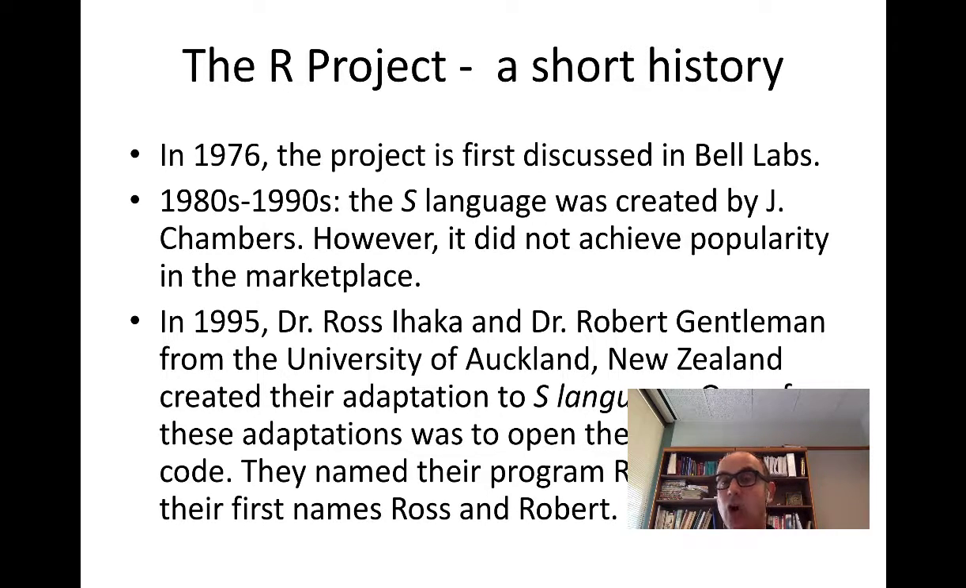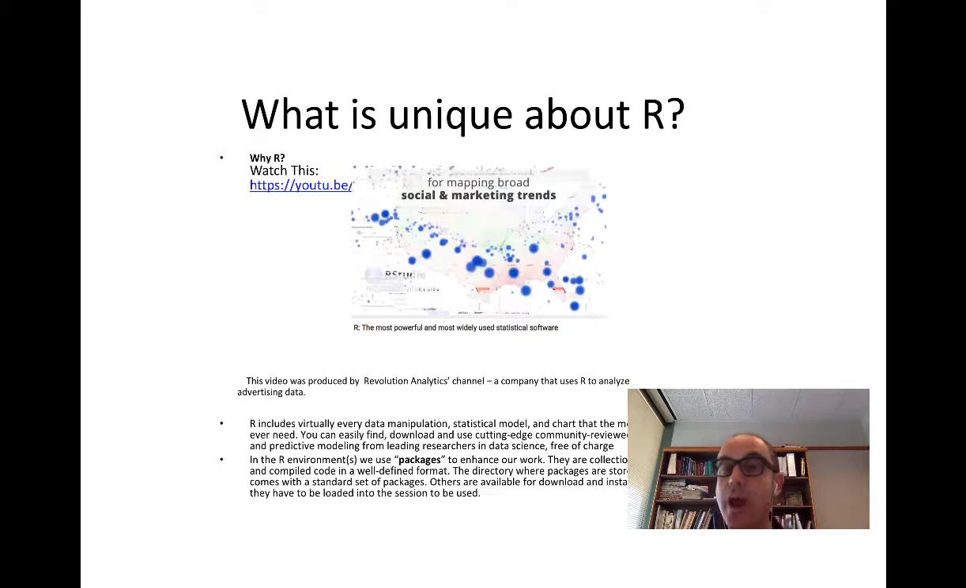But as I told you, Bell Labs was taken apart, and in 1995, two professors from New Zealand adopted this language and created a new language based on their first names, Ross and Robert, and they called it R. And what they did was create an application. In this video, I will not show you the video. You will click on the YouTube link that I gave you in this page.